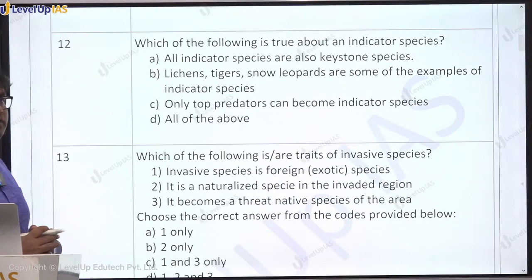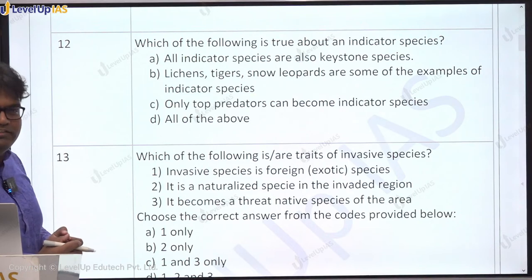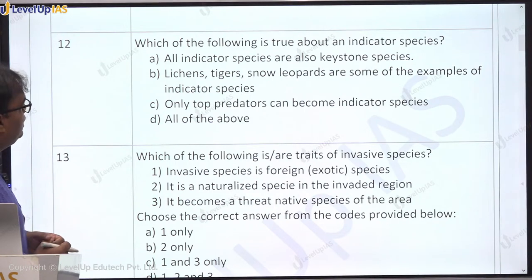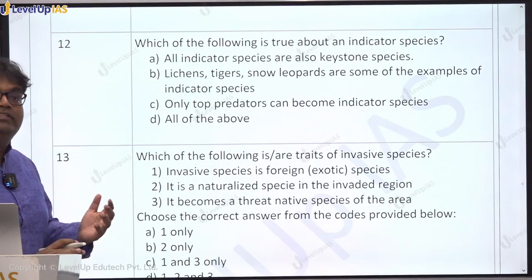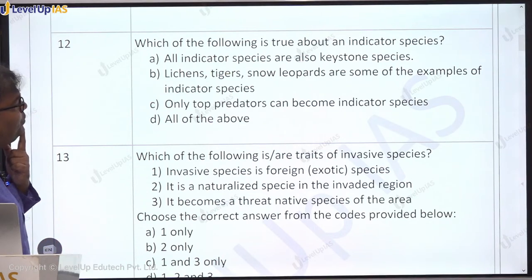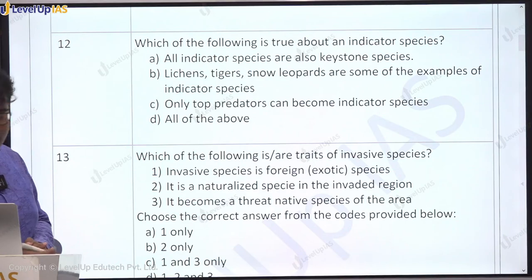Prabhakar? Which of the following is true about an indicator species? All indicator species are also keystone species, not necessarily. Right? An indicator species can be something as basic as lichens. Lichens, tigers, snow leopards are examples of indicator species. A healthy snow leopard population indicates that the Himalayan ecosystem is doing well. Same with tigers. Lichens indicate that there is no acid rain. So these are indicator species. Only top predators can be indicators? No, we saw lichen is an indicator species. So what is the answer? B for boy. 12th is B for boy.